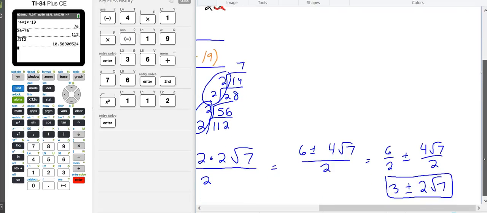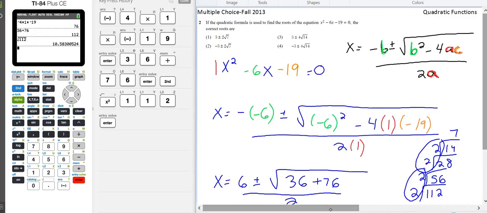Let's look at our answer choices. And this is choice 1, which is the answer to the question. 3 plus or minus 2 square root of 7.